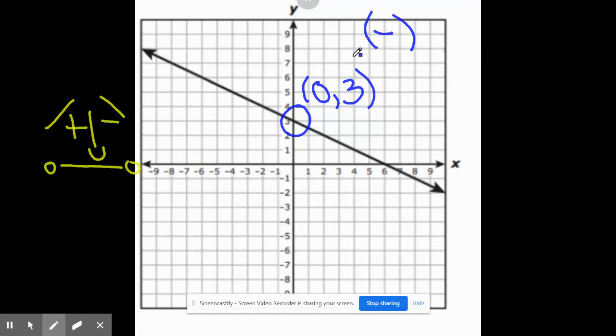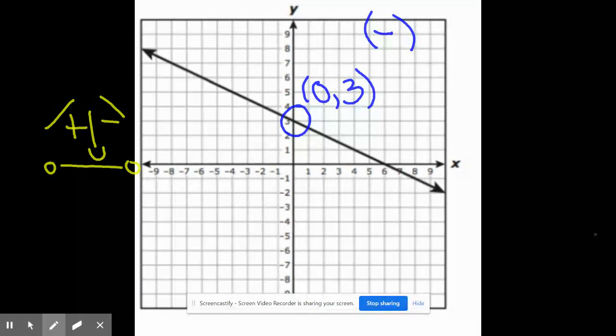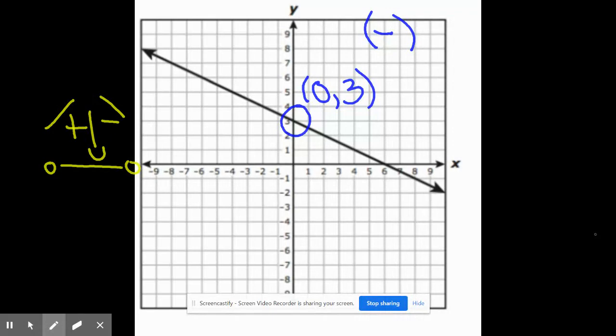So now that we know our y-intercept, the next thing we're going to figure out is our slope. There's a couple ways we can do this. We can do the slope formula or we can do rise over run. So let's start with the slope formula and then we'll check it with our rise over run. I'm going to use the y-intercept here at (0, 3). I like to use zeros. It helps me when I'm subtracting. And the other coordinate I'm going to use is down here at (6, 0).